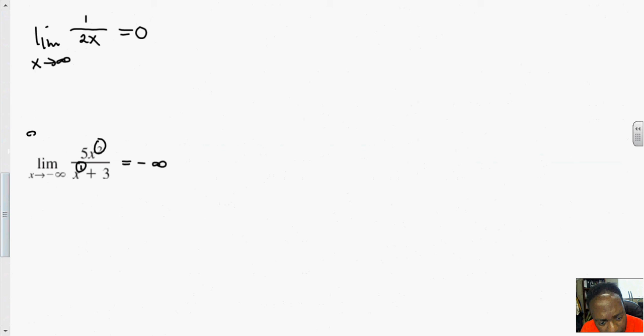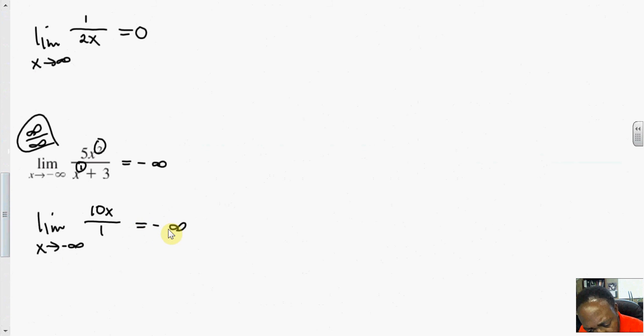Same thing here, infinity over infinity. So we have the limit as x approaches negative infinity. We take the derivative of the top, that gives us 10x divided by 1, right? Now, as x goes to negative infinity, 10 times x also goes to negative infinity.